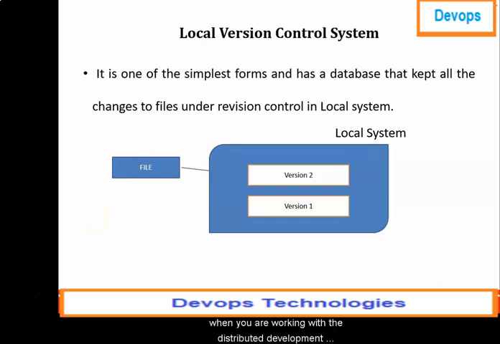When working with distributed development, that means a larger development project, it is very difficult to collaborate with other developers because they have no idea what changes you are making to the files. So these are the disadvantages of the local version control system.